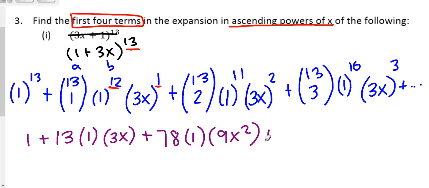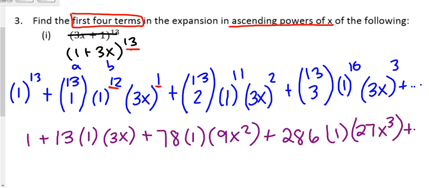And our 4th term, we have 13 choose 3. When you put that in your calculator, you get 286. 1 to the 10th is 1. 3x cubed, both of those things need to be cubed. 3 cubed is 27. x cubed is x cubed. We don't need the rest of our terms. So let's simplify all this out. 1 will stay 1 plus 13 times 3 is 39 times 1 stays, and we have to remember the x. Don't forget your exponents on the variables, and don't forget to write them in your final answer.